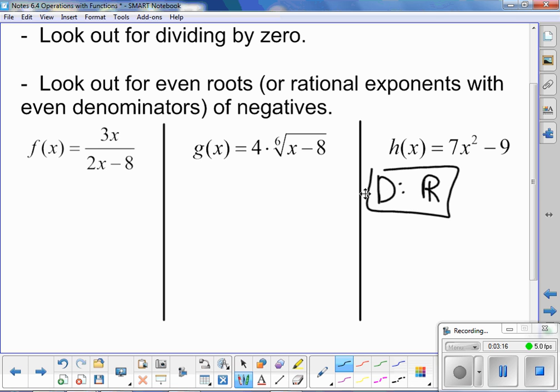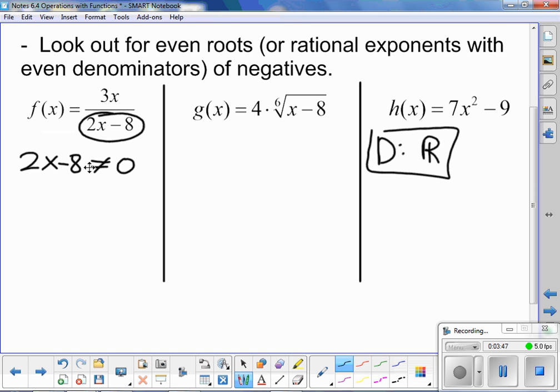So we're just looking for domains here. So this is an expression. This is a fraction. So one thing we don't want is a 0 in the denominator. So here's my denominator. My denominator is this entire thing. So I'm not saying that I don't want x to be 0. What I'm saying is I don't want the bottom to be 0. So the bottom's 2x minus 8. So 2x minus 8 should not be 0. Okay, that's what we're trying to figure out, is that I don't want that to be 0.